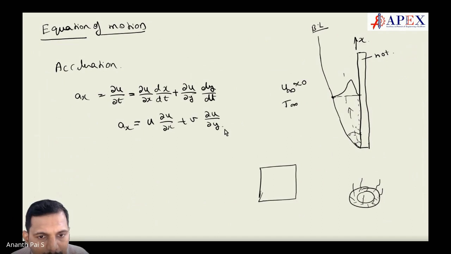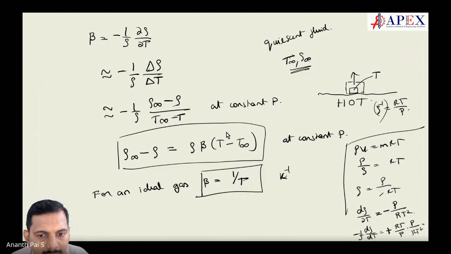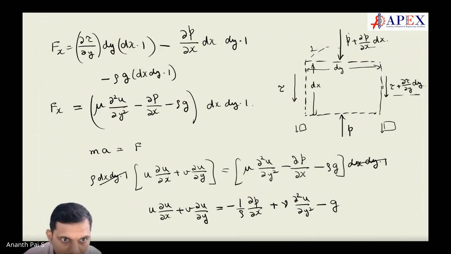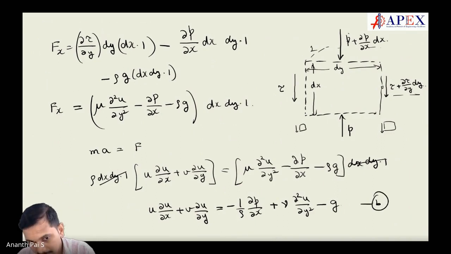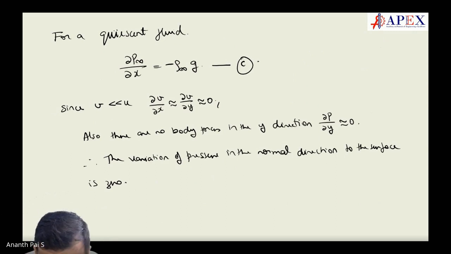Let me put numbers from here. That would be much better. All these things are not required. So let us put the numbers over here. Let us put this as A, this as B, and this as C. Only two. Substituting C in B.